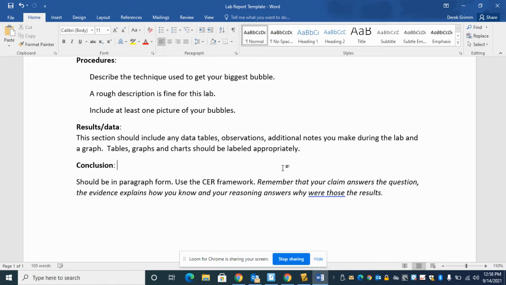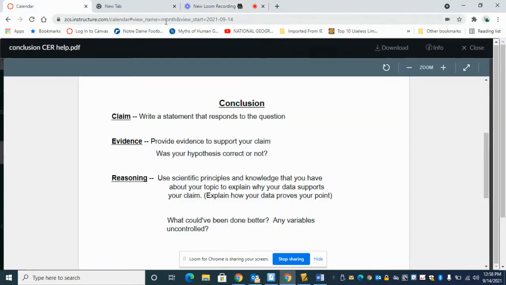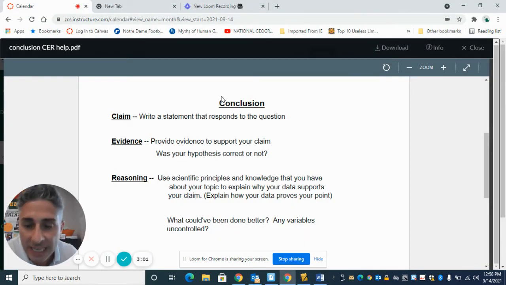Then finally, ladies and gentlemen, you're going to have your conclusion where you explain using CER or claim, evidence, and reasoning. So I believe I linked this in Canvas Calendar for you. If you're struggling, how do I get started? Well, your very first sentence to your conclusion should be your claim. What is your claim? What is your response to that question? The 20% solution produced the largest bubble. Maybe that's your claim. Well, you have your claim, even if it's different than your hypothesis. Your evidence, whatever your evidence supports, that's your claim.